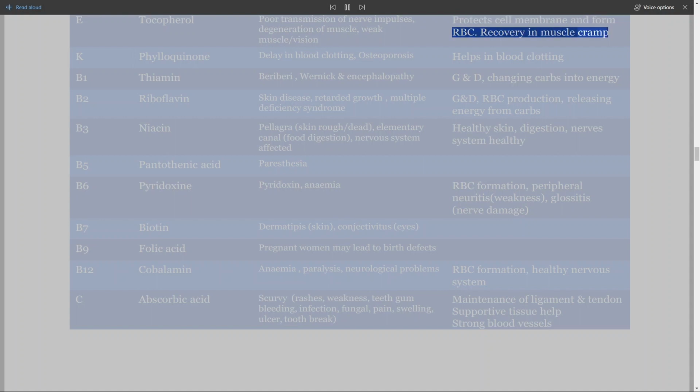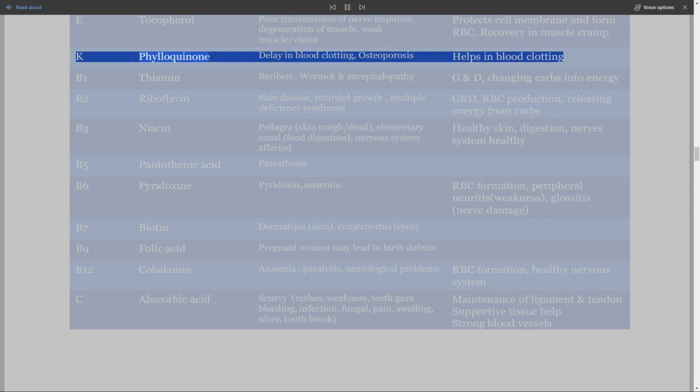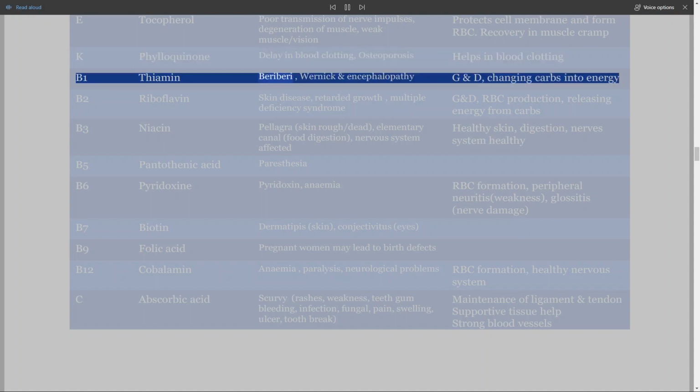Recovery in muscle cramp. K: Phylloquinone. Delay in blood clotting, osteoporosis. Helps in blood clotting. B1: Thiamine. Beriberi, Wernicke's encephalopathy. Changing carbs into energy.